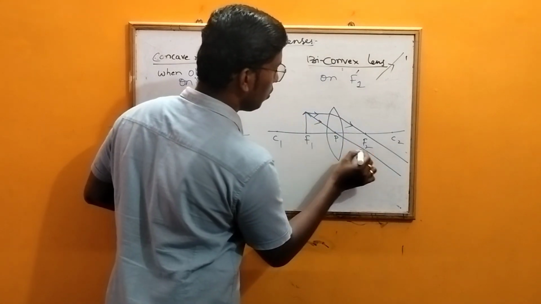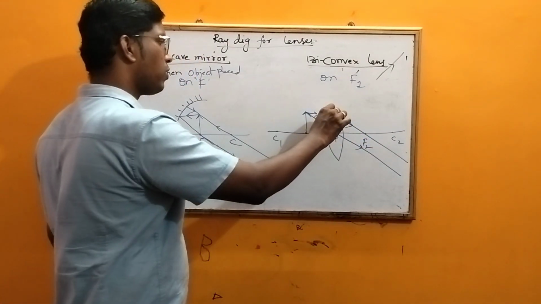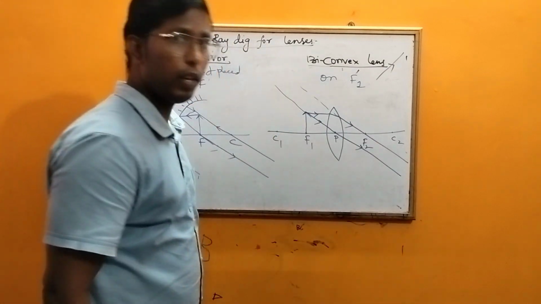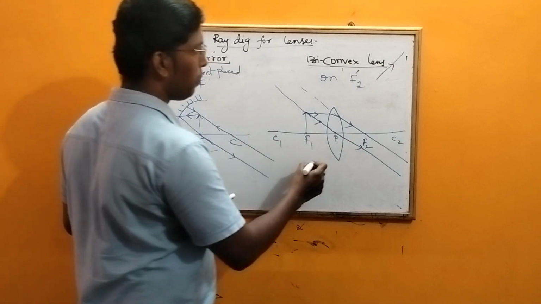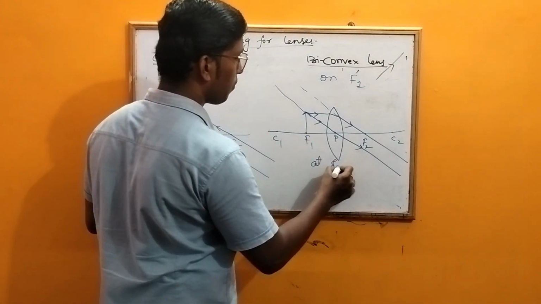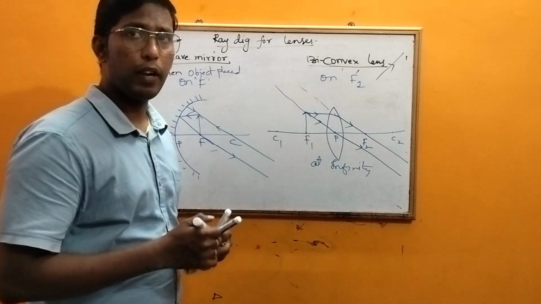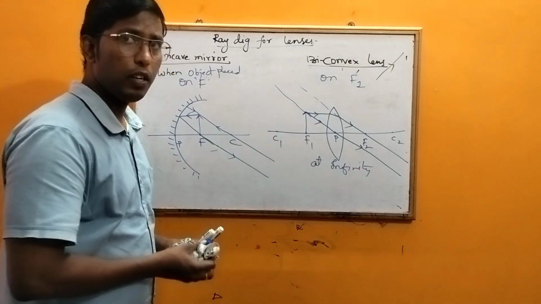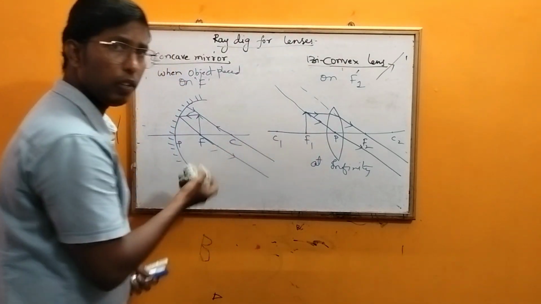So what is happening again? We got parallel lines. Even if you extend this side, here parallel, here also you get parallel lines. Do you understand? So where is the image formed? The image is formed at infinity. And the image will be highly magnified. These are the nature and characteristics of the image formed for the convex lens. Both are similar.